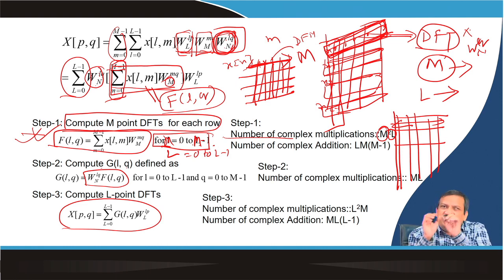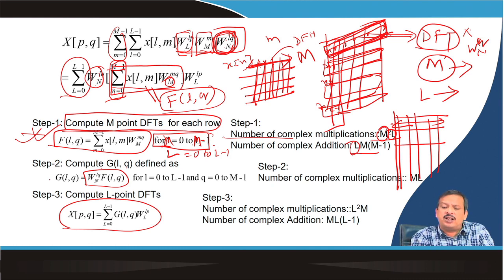Again, I will explain it taking an example. I can say M square L is the computational complexity, and how many additions are required is nothing but L into M into (M minus 1), M into (M minus 1) for each row. How many rows are there? L number of rows are there, so multiplying by L.